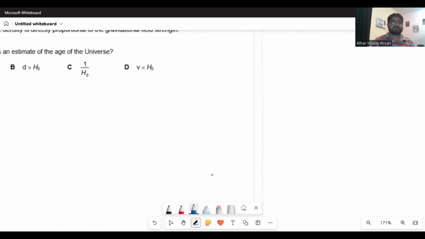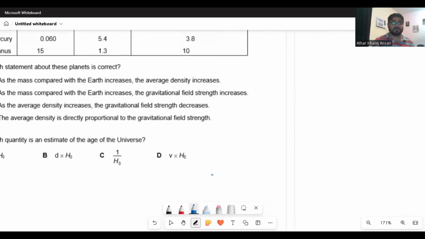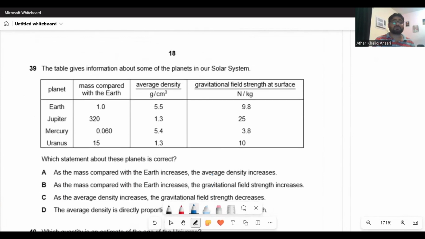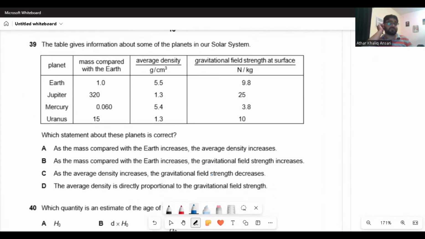Second last question is question number 39. It is also about the solar system. We have the information of different planets, Earth, Jupiter, Mercury, and Uranus. Their masses, average density, and the gravitational field strength are given. Which statement about these planets is correct?